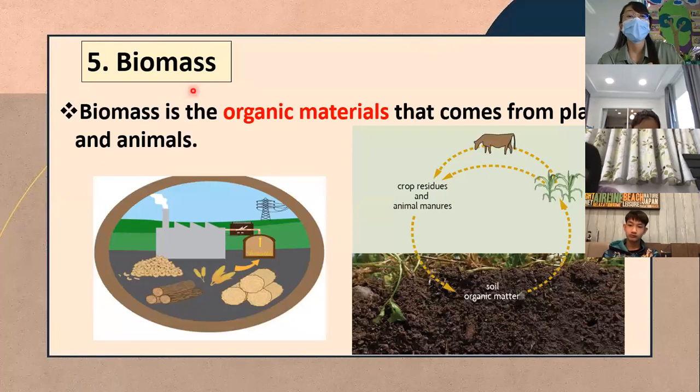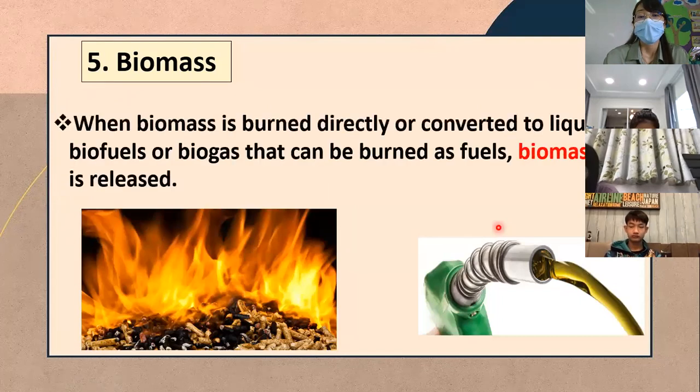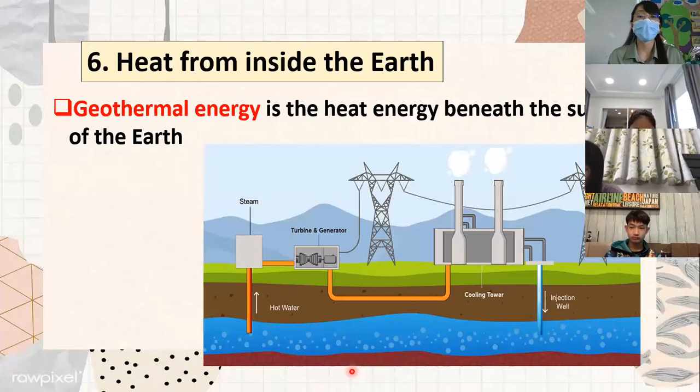And the fifth one is biomass. So biomass is from the manure of animals and plants. Understand, everyone? Biomass is the organic material that comes from animals and plants. So when we burn those organic materials, they will give you fuels, and they will give you electricity as well. This is number 5. Number 6. Oh, I'm going so fast, right? Do you understand, everyone?